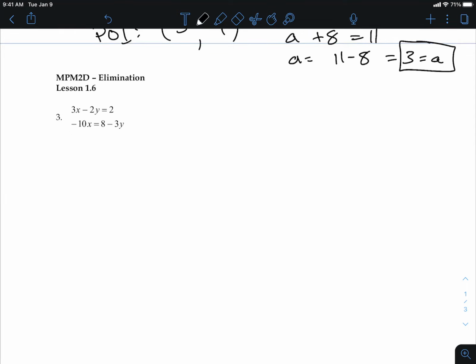Okay, we'll do one more. My general rule of thumb is I try to get the equal number of pieces on either side of the equal sign and try to match up the variables.